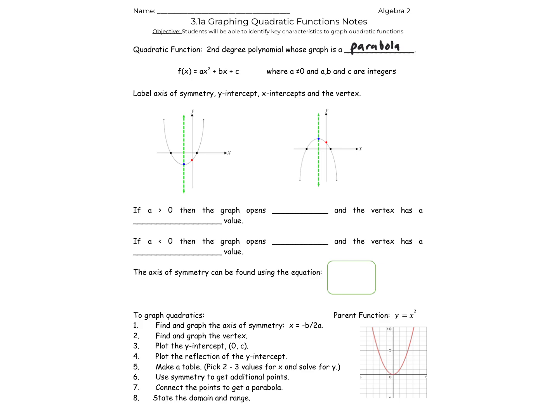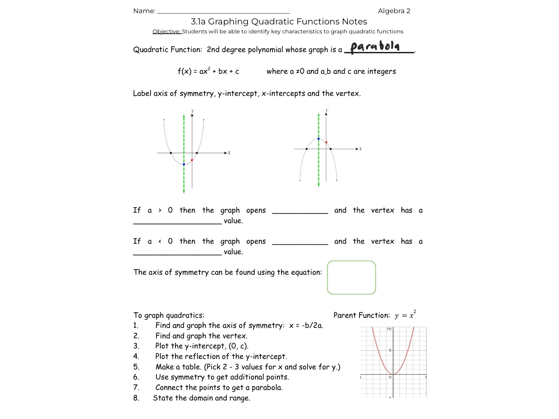All right, so the first thing we're going to do to graph a quadratic is we're going to label the axis of symmetry. Now, every parabola has an axis of symmetry. It's that imaginary line that can cut the graph in half. So every parabola has a line that you can fold it over that would reflect from one side to the other. They would be like a mirror image of each other.